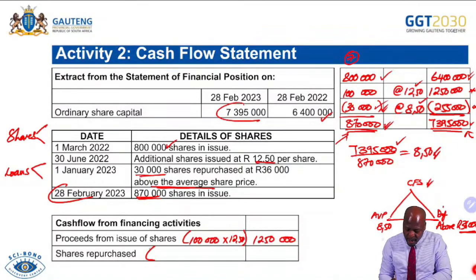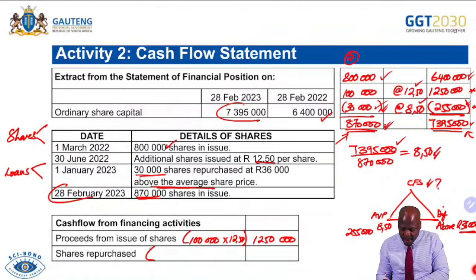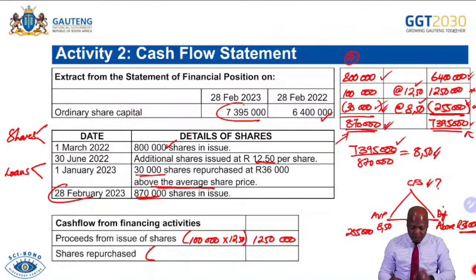But we understand that we have paid an amount that is above the average price by 36,000. But what was the average price? The average price that we paid is this one here, the 255,000. So we paid an average price of 255. But whatever we paid here is 36,000 above 255,000. Can I say it again? We have paid 36,000 above 255,000.